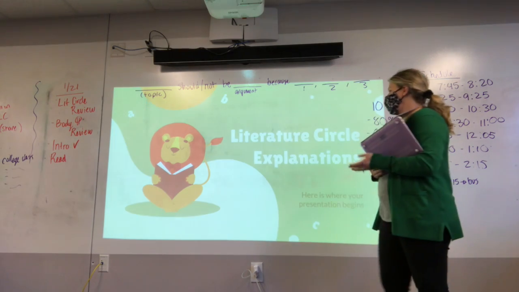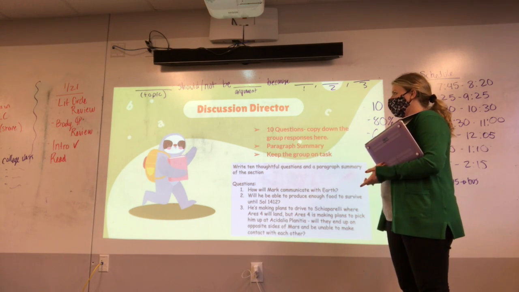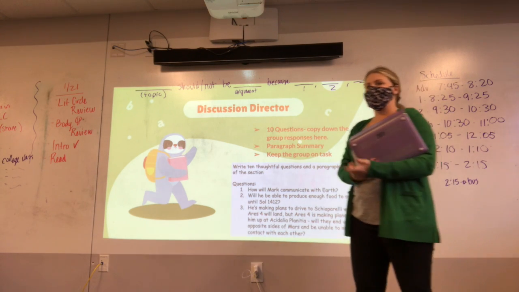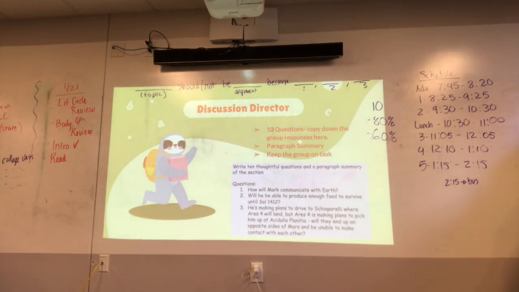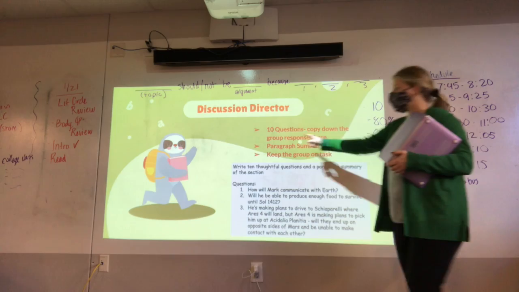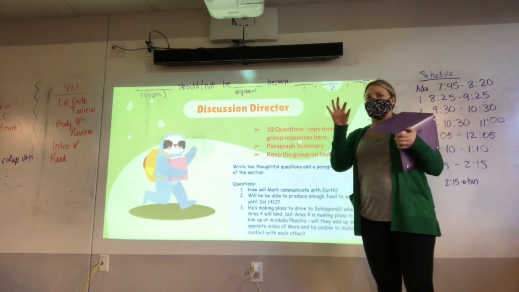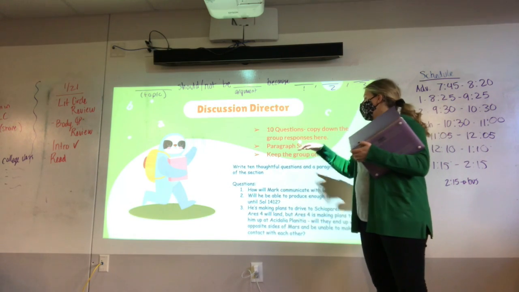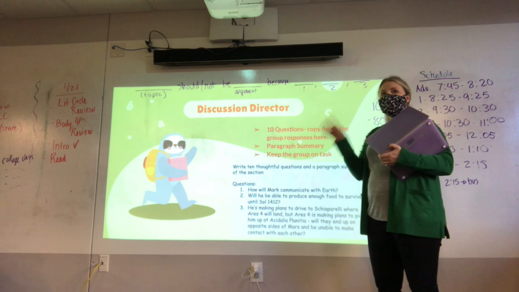So, lit circles. Yay. The first role is a discussion director. For this role, you come up with 10 questions. And then you also write a paragraph summary of what happened in those chapters. And then your main task is to keep everybody on task in your group.